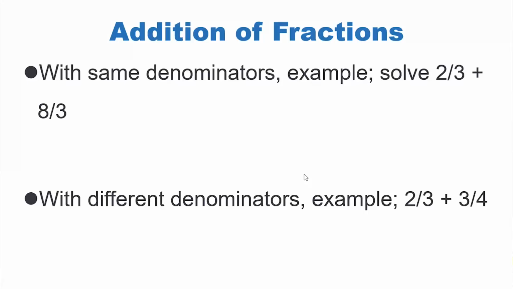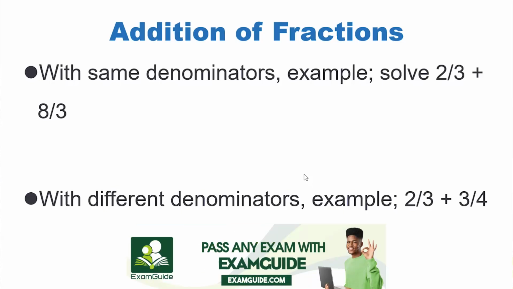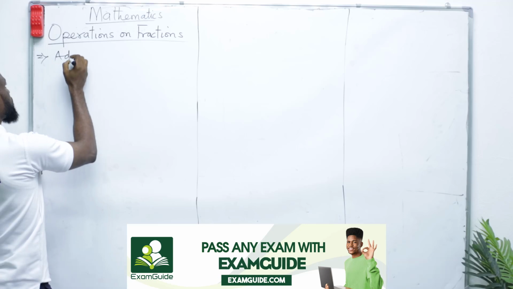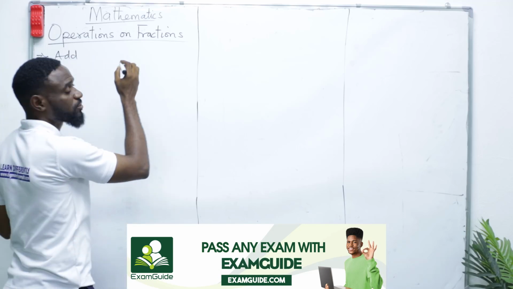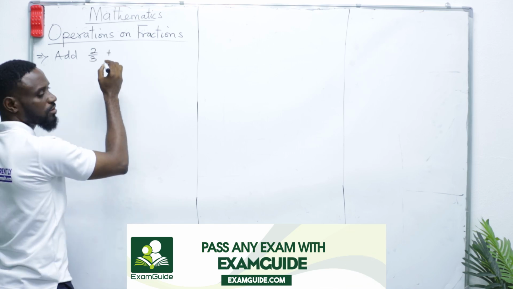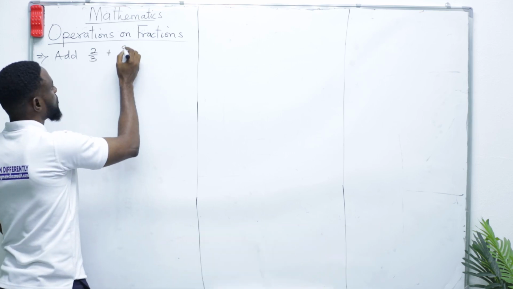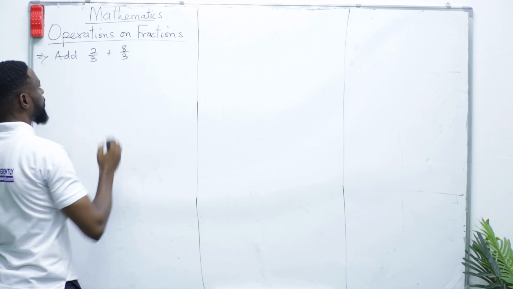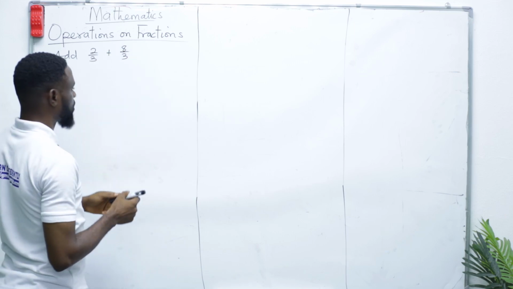But how do we add? Do we just add the numerators and add the denominators? No, we have a way of adding fractions. Remember, fractions are just a special kind of number. So the first one we have here is to add 2 over 3 plus 8 over 3.